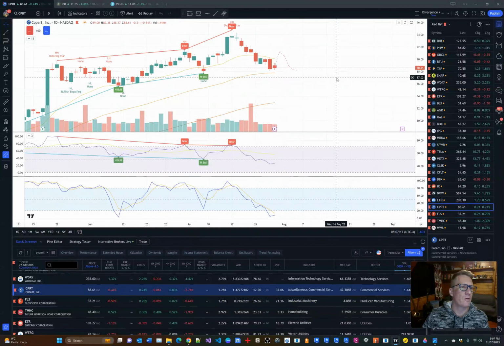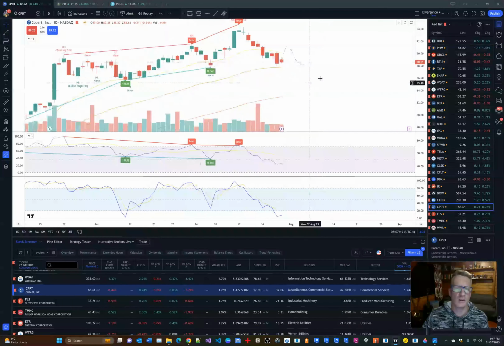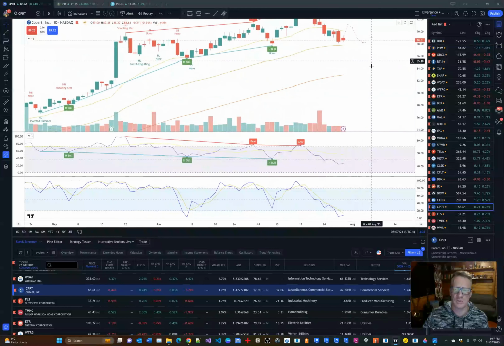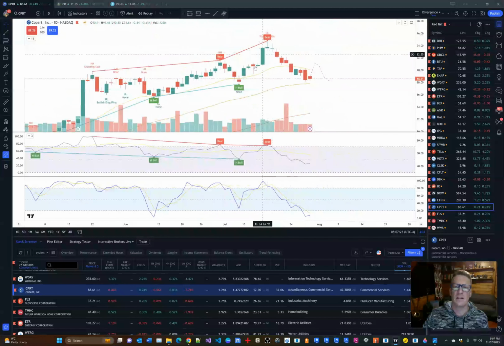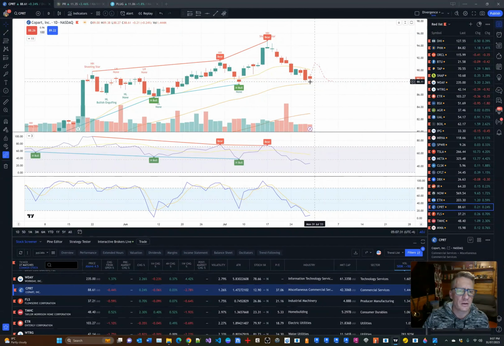All right, and here we've got Copart. The reason I picked this one is also because we've had consistent higher highs and higher lows here, although it looks like we might almost be hitting a lower low, but it didn't quite happen. There's a lower low, higher high, higher low, higher high. So it's one that's worth looking at.